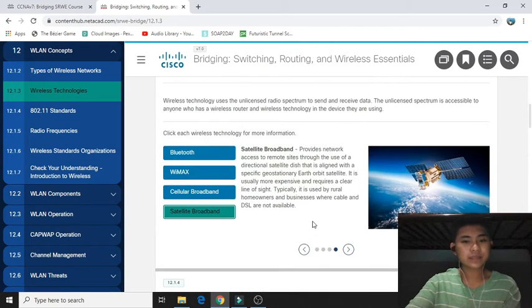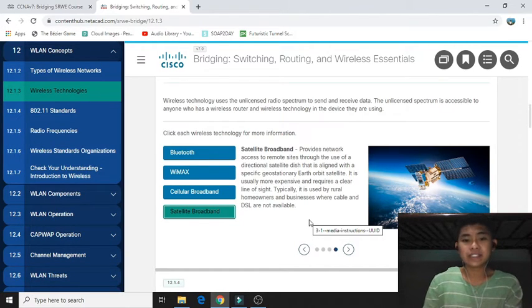Next is satellite broadband. It provides network access to remote sites through the use of a directional satellite dish that is aligned with a specific geostationary Earth orbit satellite. It is usually more expensive and requires a clear line of sight. Typically, it is used by rural homeowners and businesses where cable and DSL are not available.